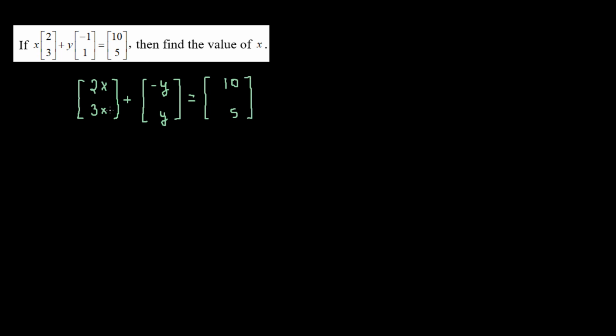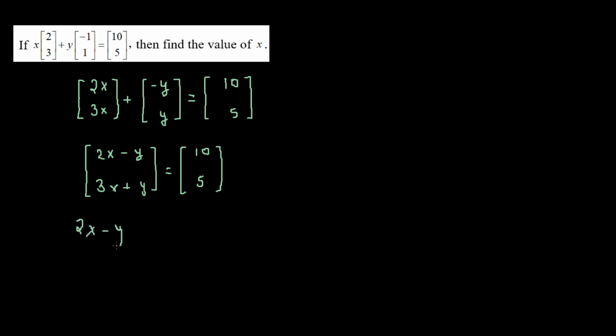And we can see that the first column matrix will get added to the second column matrix. That would give us 2x minus y, and in the second row we have thrice x plus y. So this is equal to 10 and 5. So we equate them, then that should give us twice x minus y is equal to 10, and thrice x plus y is equal to 5. And we have to find out the value of x.